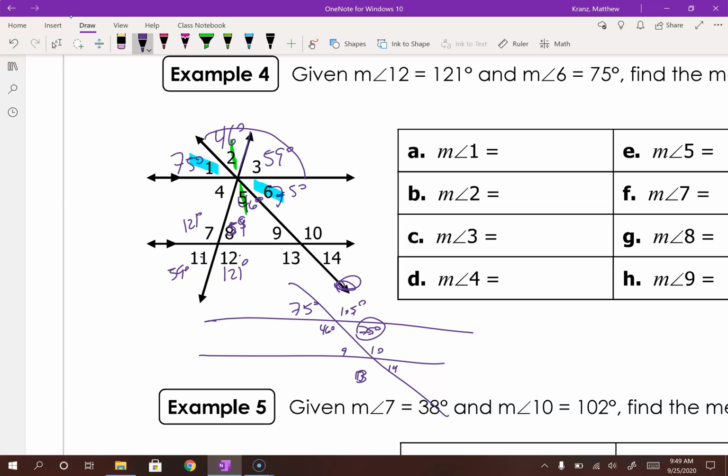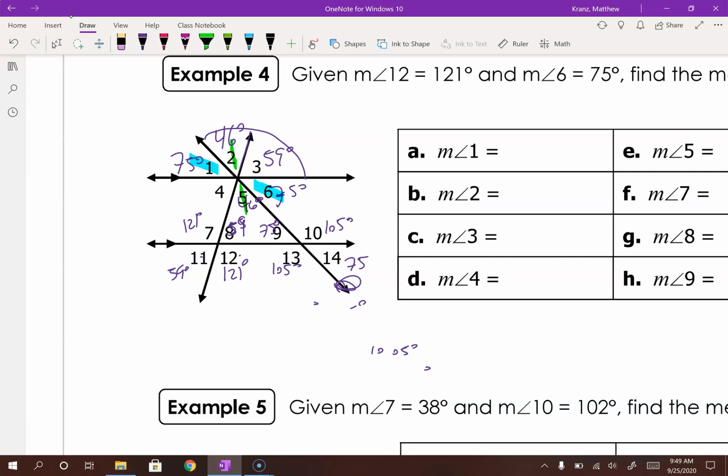All right? So now how do I do this? Well, 75, that's corresponding to 14, so that's 75. 105 is right there. This is 75 because they're vertical angles, and this one is 105. So if I fill it in, this is 105, 75, 105, 75. And now we've gone ahead and we've filled in all of our angles.